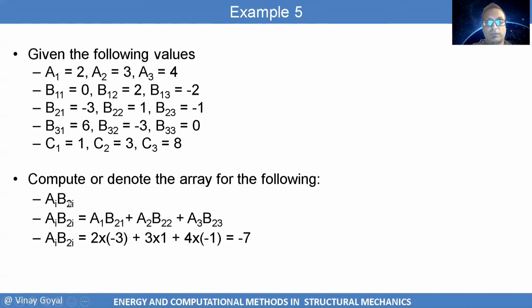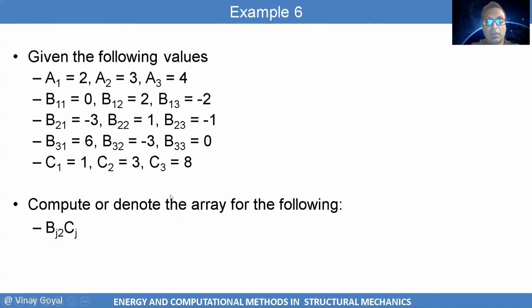And so as a consequence, I can do that. So 2 is fixed. So I have A1 B21 plus, now i is 2, so A2 B22 plus A3 B23, and so forth. So A1 here is 2, B21 is minus 3, A2 is 3, B22 is 1, it's all given here at the top. A3 is 4, B23 is minus 1, so I can just calculate this as minus 7.